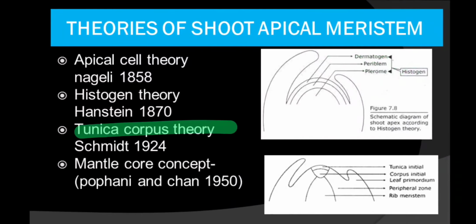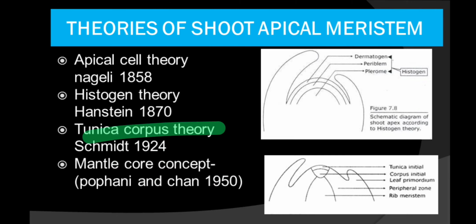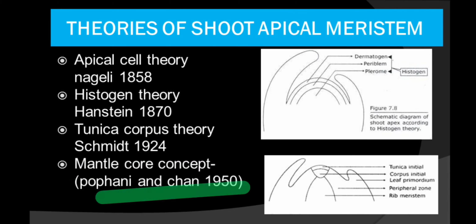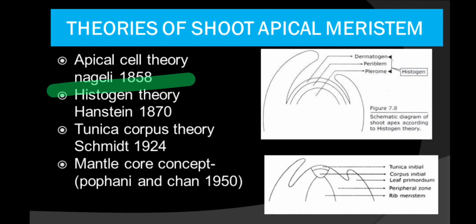In the tunica corpus theory, there are two layers. The upper layer is the tunica, and below it there is a corpus layer. This theory is given by Schmidt in 1924. Then we have the mantle core concept theory. This theory is similar to the tunica corpus theory, but the regions are named differently. Tunica is known as mantle and corpus is known as the core here, and this was given by Foster and Chen in 1950. So these are some of the theories given by scientists related to the shoot apical meristem.